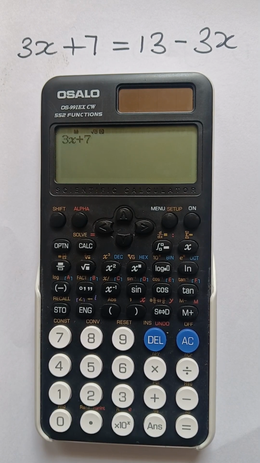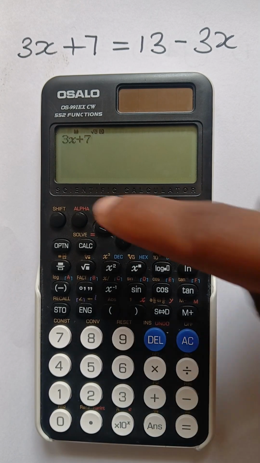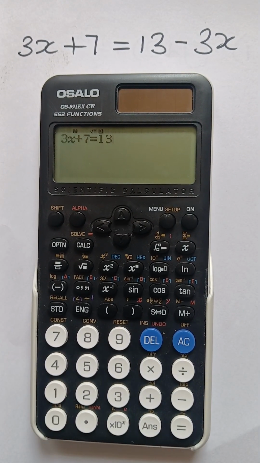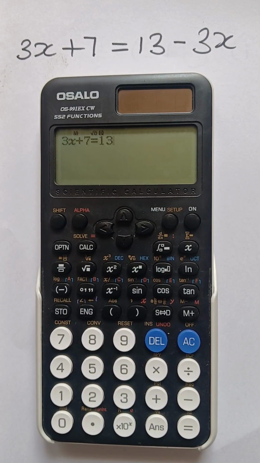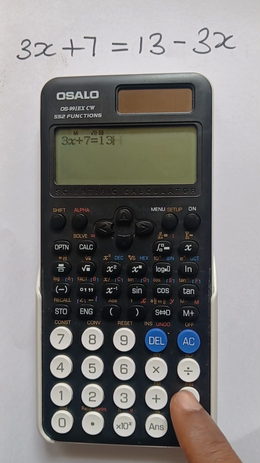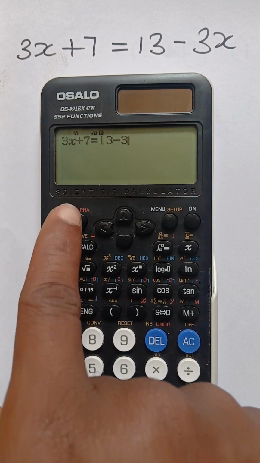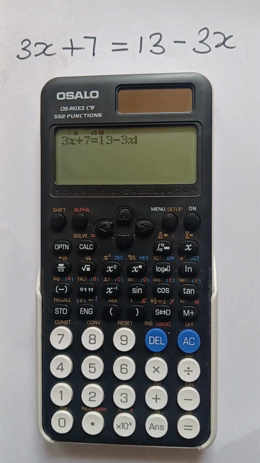You want the equal sign. The equal sign is here. So you press the alpha and the equal sign. The next thing is that you press on 13. The next one is the minus sign. You press on 3 again. You're looking for x, so alpha, and your x again.